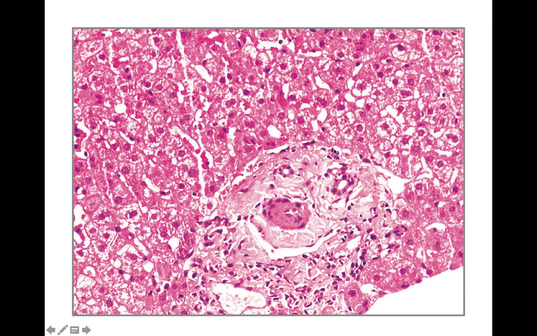Now just outside the portal tract, these are the hepatocytes, and the area where the connective tissue merges with the hepatocytes is called the limiting plate of the portal tract. Normally if you draw a line between the portal tract and the hepatocytes, you will be able to draw a fair line of demarcation between the portal tract and the surrounding hepatocytes, and that is called the limiting plate.